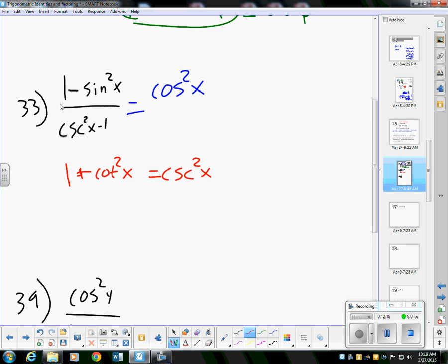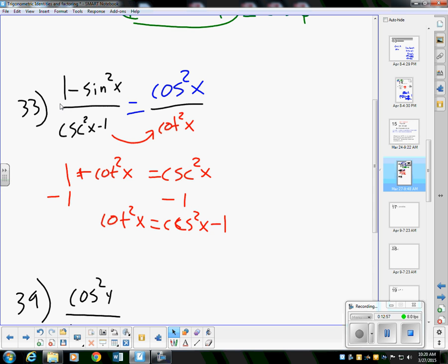So now, how can I take this expression in red and get cosecant squared of x minus 1 together in one spot? Well, I can subtract 1 from both sides, algebraically. So I have cotangent squared of x is equal to cosecant squared of x minus 1. So here's what I know then. I know that cosecant squared of x minus 1 is the same thing as cotangent squared of x. And I'm dividing, so I'll just simply draw a line through it like that. So what I have done is I have simply taken 1 minus sine squared of x and turned it into cosine squared of x. And I've taken cosecant squared of x minus 1 and turned it into cotangent squared.